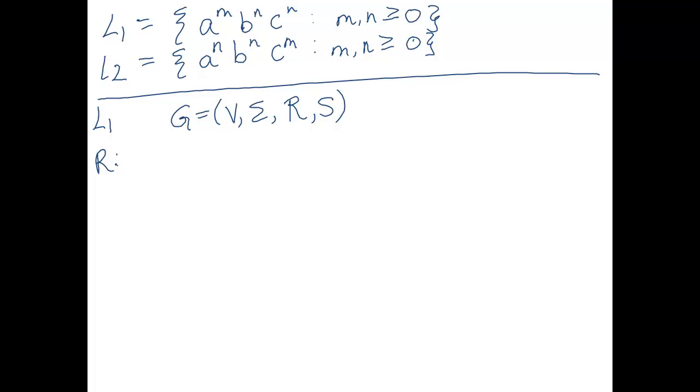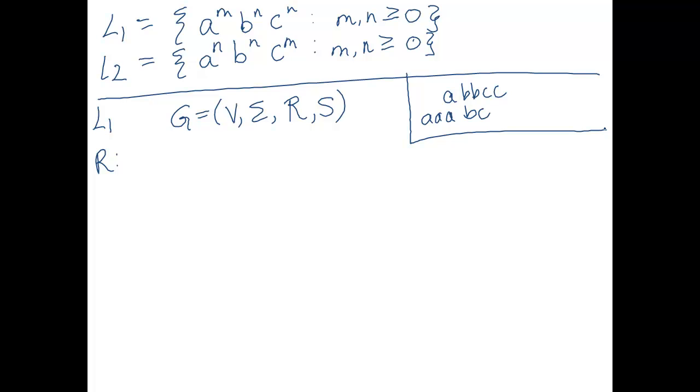So let's define the set of rules or productions. For L1, we want strings that look like, let's do a, b, b, c, c. That'll be in the language. Or a, b, c. That'll be in the language. Strings like this. Okay, so the important thing to note is that a can be generated independently, but b and c need to be generated in pairs so that we have the number of b's equal to the number of c's.